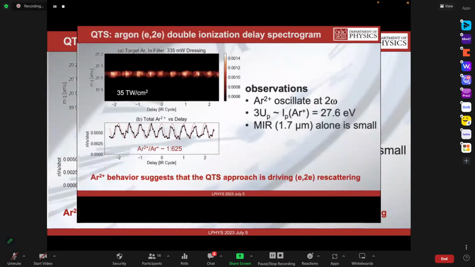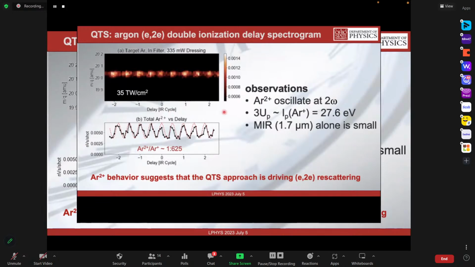Okay, we thought a clear signature of whether we're driving recollision is to look for double ionization in argon. So first we put in our infrared field, and we see that we have very little double ionization from argon from the mid-IR alone, which in this case is 1.7 microns. So what you're seeing in the upper panel is a spectrogram from the mass spec. So this is the mass of the argon 2 plus. And the thing I want you to notice is that the yield of the argon 2 plus is oscillating. It's oscillating at 2 omega, as you would expect for the attosecond pulse train in this case.